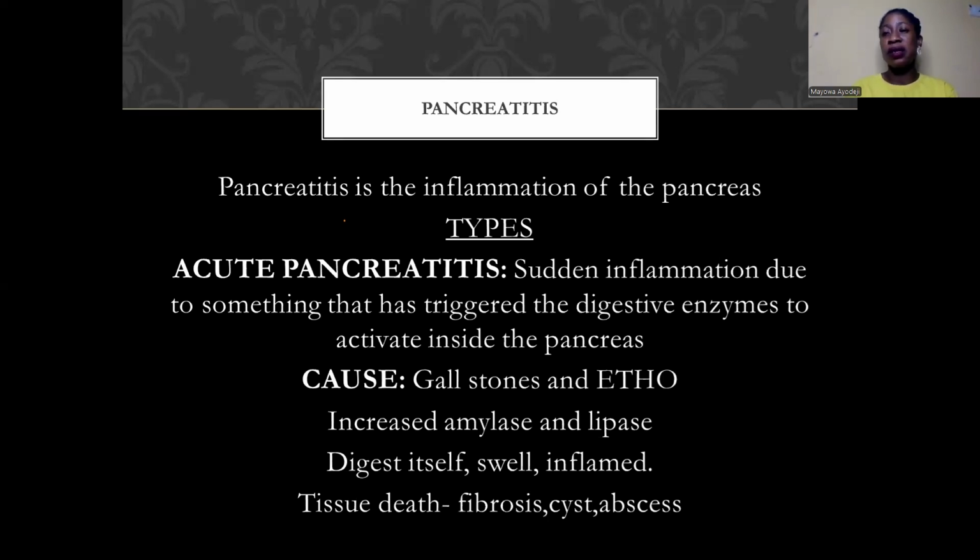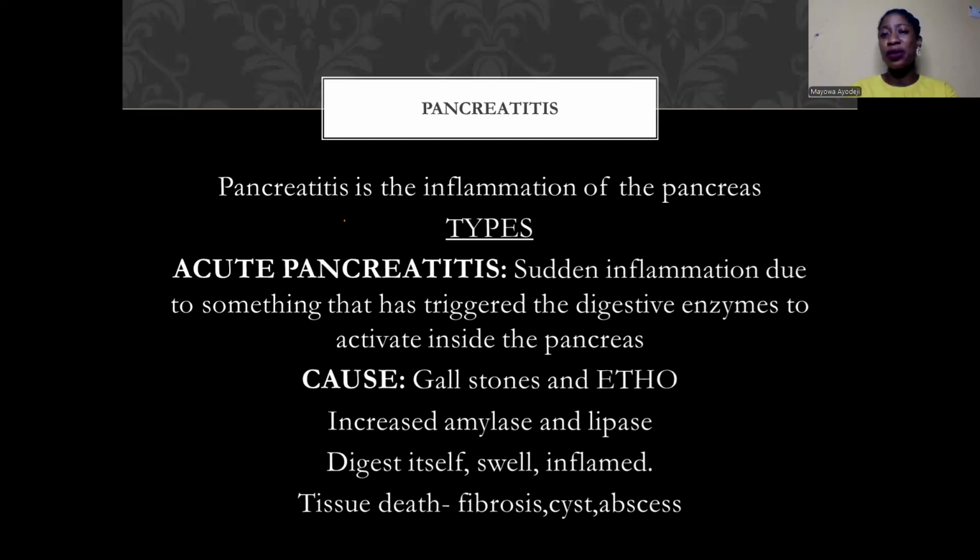Gallstone is known as cholelithiasis. So this gallstone occurs when there's a lot of accumulation of salts, then undissolved cholesterol. So all this can accumulate together to form gallstone. Then alcohol too can cause acute pancreatitis. Alcohol has a way of damaging the cells within the pancreas.